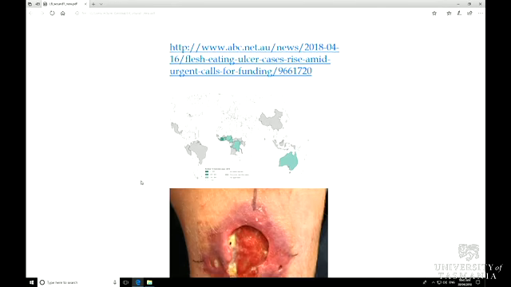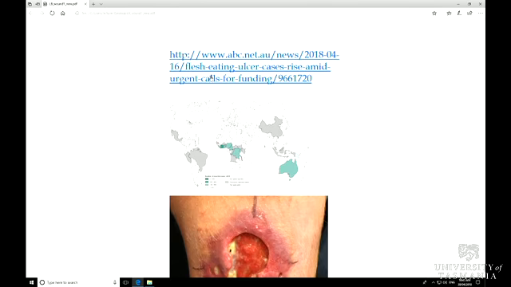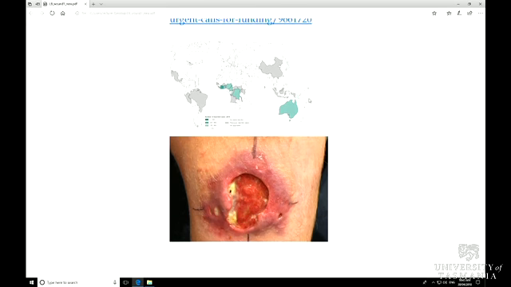Now, this link, which will be in your email because I sent it this morning, goes to an ABC story on this infection within the last 2 weeks. That's a global map showing you the hotspots in the world. Now, even though there are spots in Africa that are hotspots, this thing's the whole of Australia.